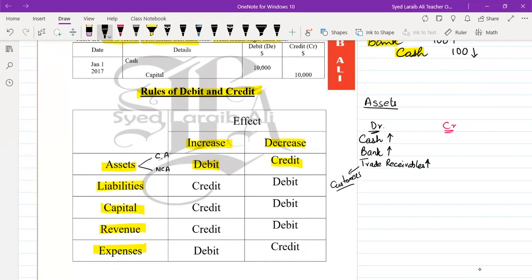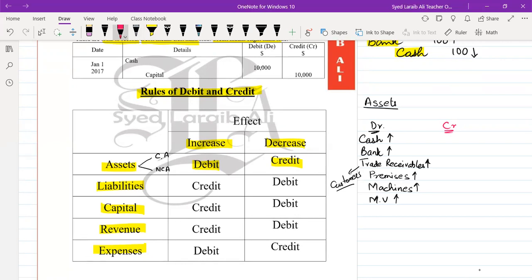In the same manner, when the business purchases premises, premises is a non-current asset. When premises increase in the business, it is recorded on debit side. When machines increase in the business, they are recorded on debit side. When motor vehicle increases in the business, it is recorded on debit side.